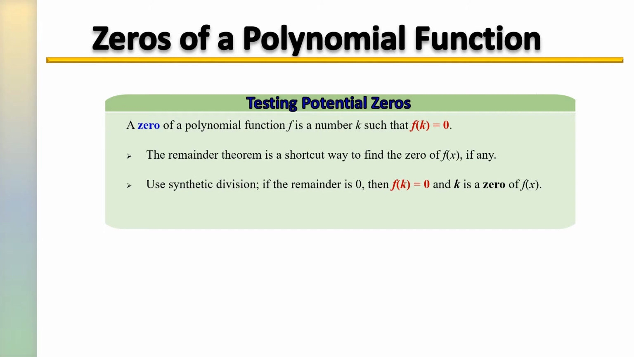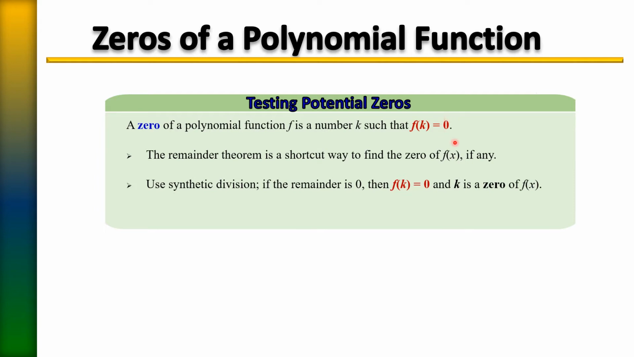Okay, so if you are not given a graph where you can visually see the zeros of a polynomial function, then you're going to have to use some other method. Now, the remainder theorem is one of the quickest methods for finding the zeros of a function if you're not given a graph. So a zero of a polynomial function f is a number k such that f(k) equals 0. Remember the remainder theorem: if you plug in the divisor as your input, what you get out is your remainder.